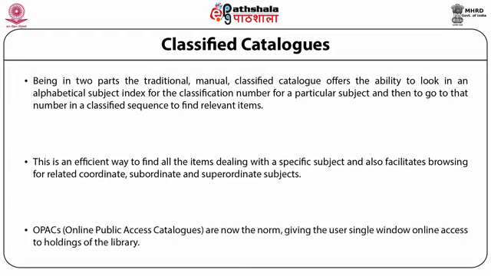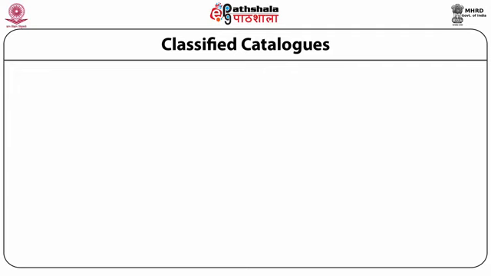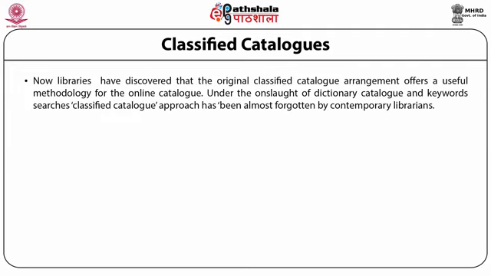OPACs, that is online public access catalogs, are now the norm in every library, giving the user single-window online access to the holdings of the library. Classified catalogs: new libraries have discovered that the original classified catalog arrangement offers a useful methodology for the online catalog. Under the onslaught of the dictionary catalog and keyword searches, the classified catalog approach has been almost forgotten by contemporary librarians.